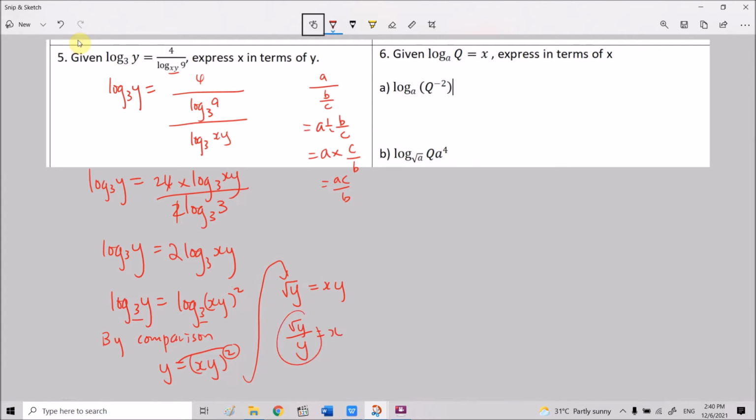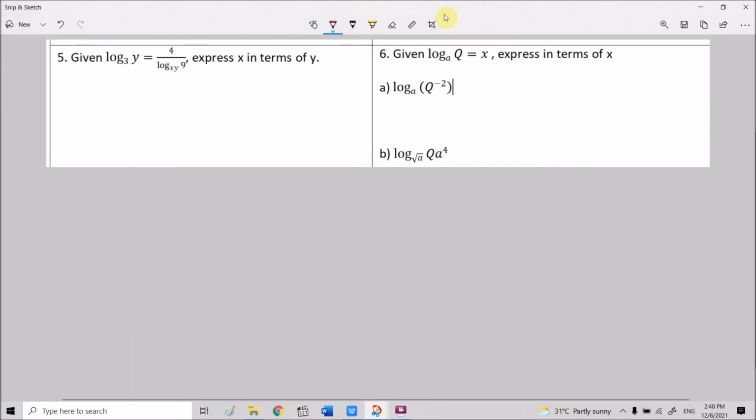So we can further simplify this part because y is actually square root of y times square root of y. Then I can cancel off to get x. Okay, I can cancel off this. So finally, x equals 1 over square root of y. This is the final answer. So I erase everything here so that I have space to write the solution for question number 6.